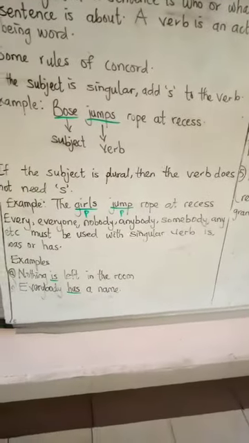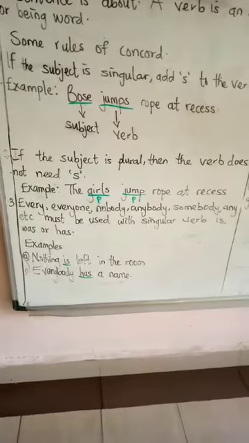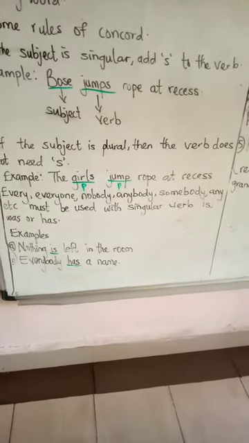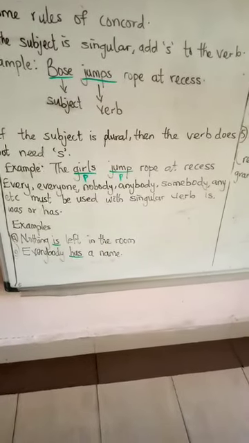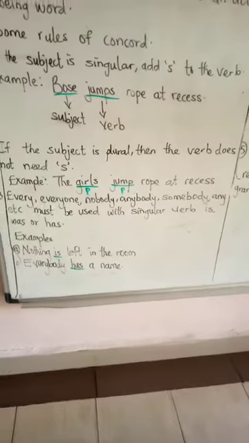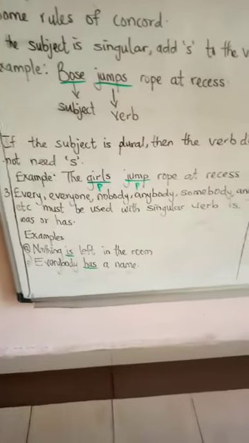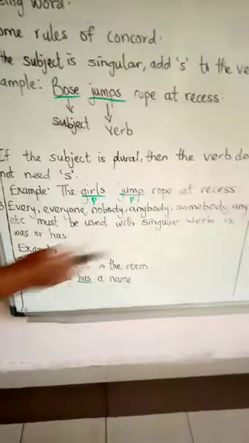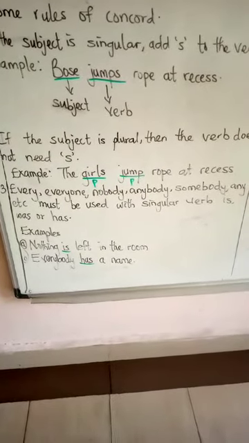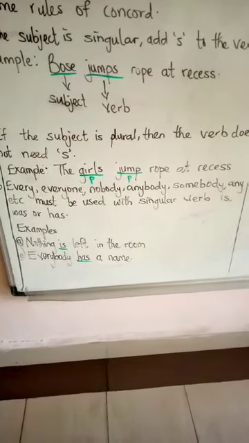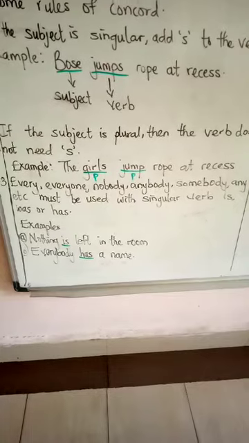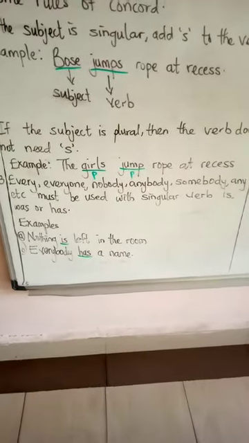Beautiful. Now number 3 says every, everyone, nobody, anybody, somebody, any, etc. All these words must be used with singular verb is, was, or has. So whenever you see any of these words, or whenever you use these words in your sentences, you should also know that you have to use them with is, was, or has, okay? Now these are rule breakers. They don't work with the rules, okay?